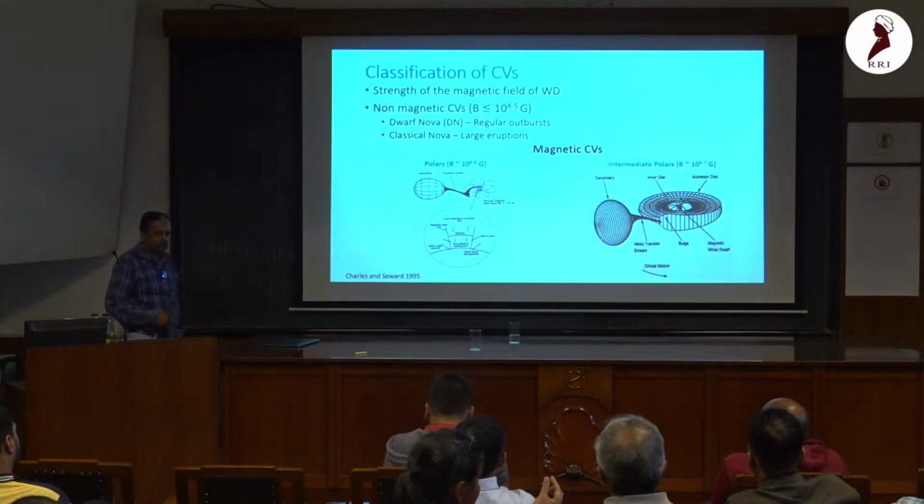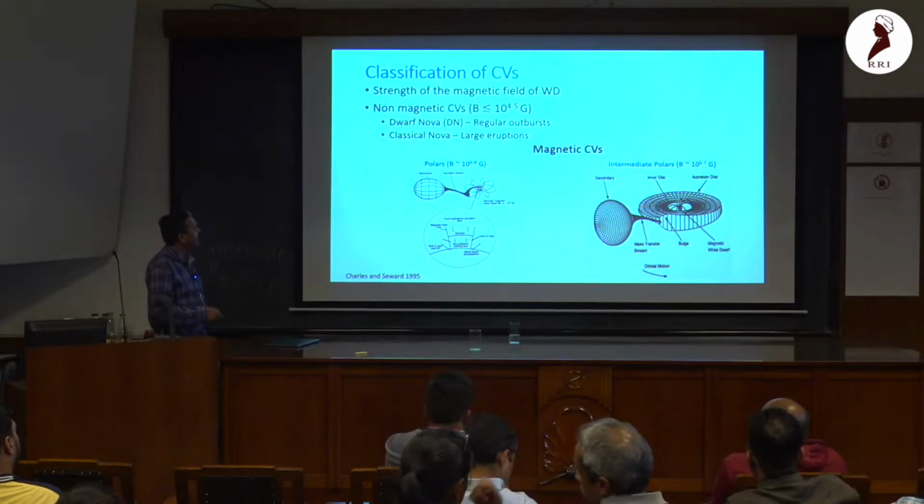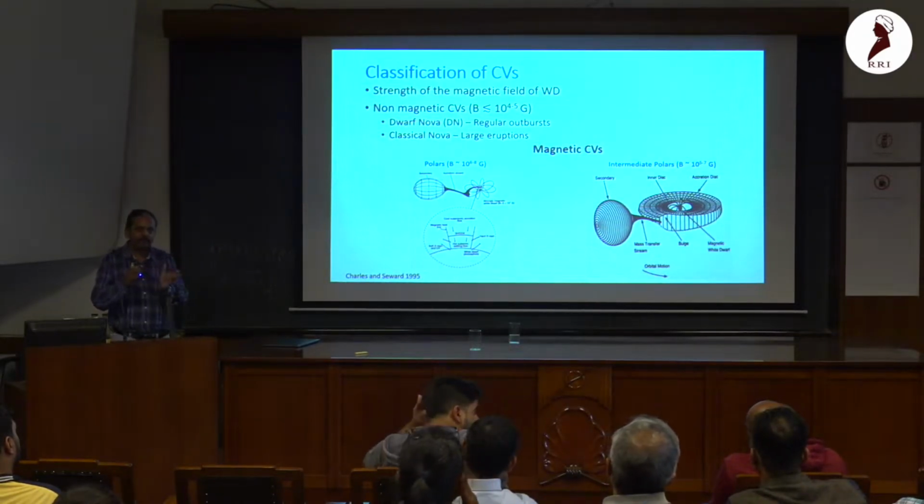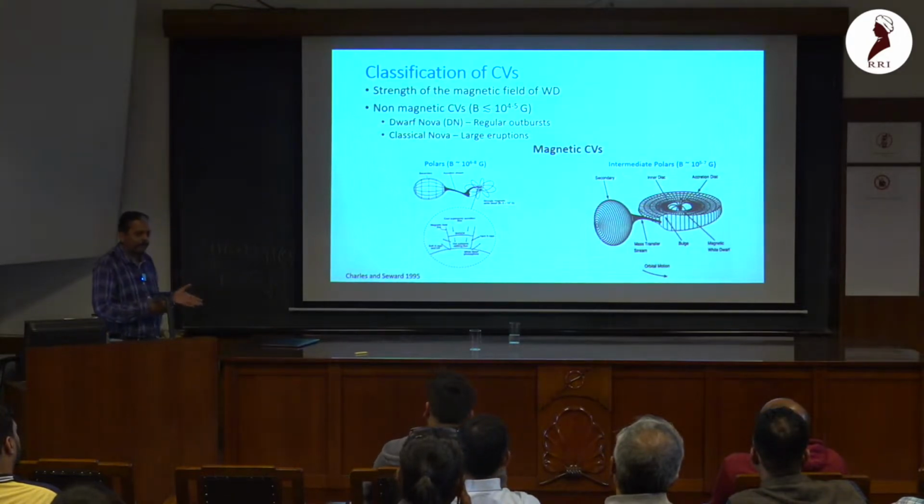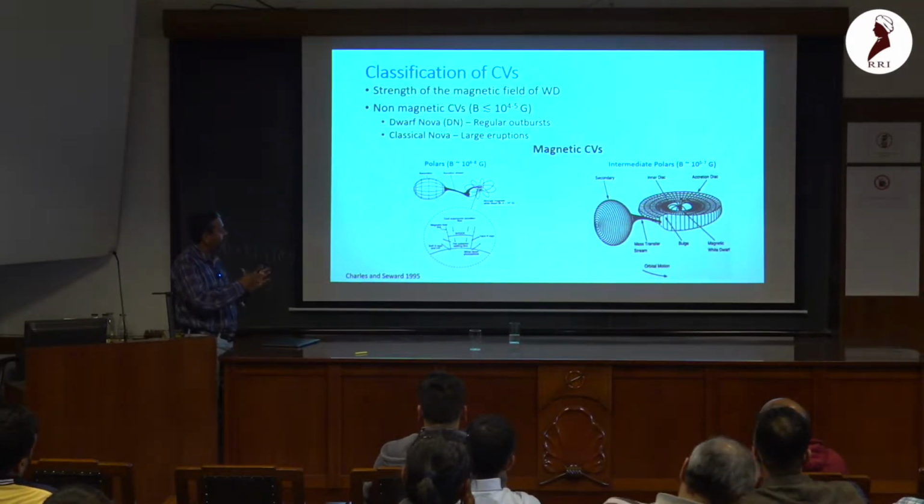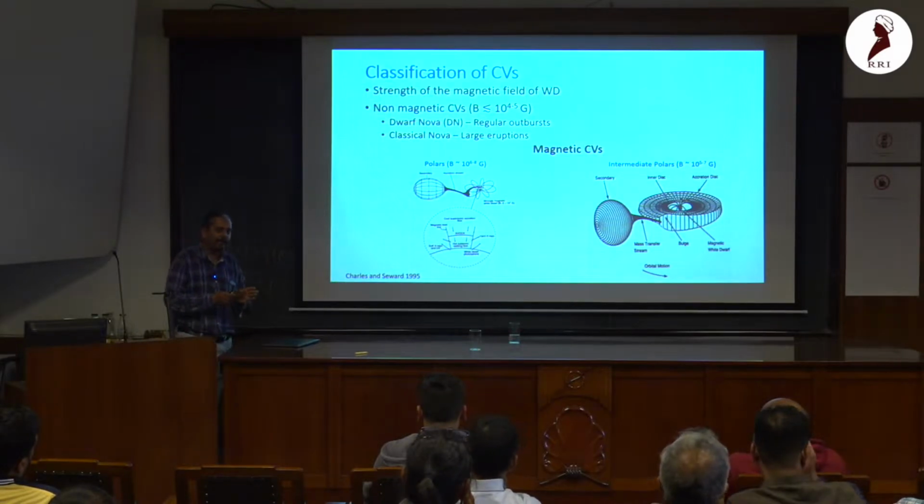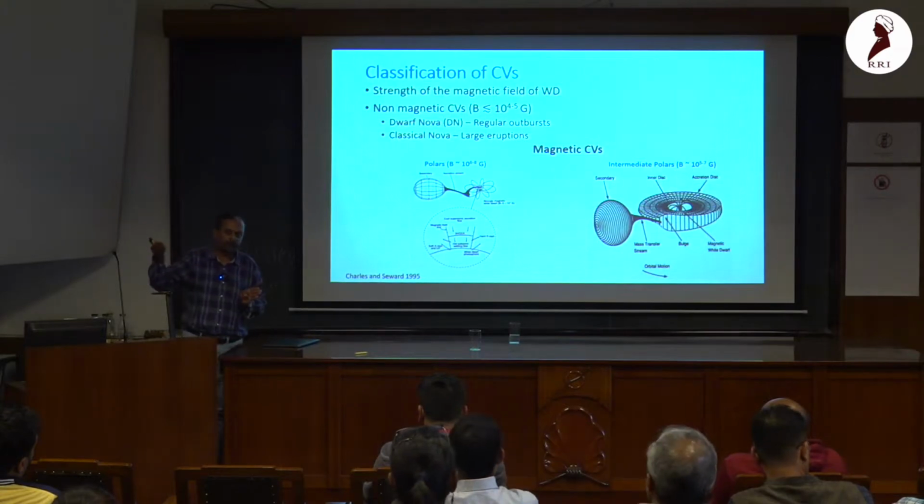Okay, so these are basically different classifications, and one of the important parameters to classify these sources is the magnetic field of the white dwarf. So what people did is that they estimated the magnetic field of the white dwarf, and based on that, it turned out that these CVs can have a magnetic field anywhere ranging from 1,000 Gauss all the way to mega Gauss or tens of mega Gauss.